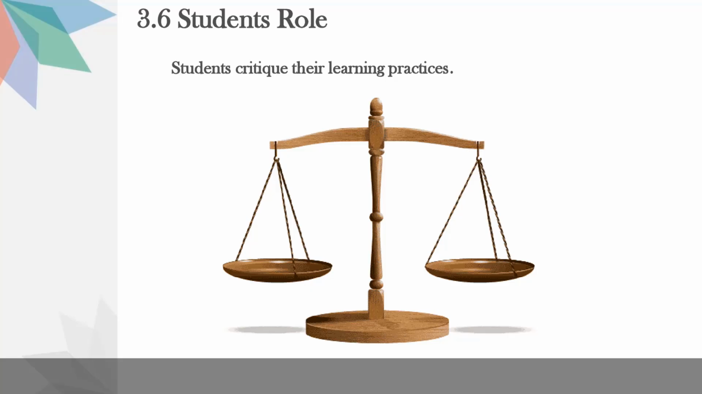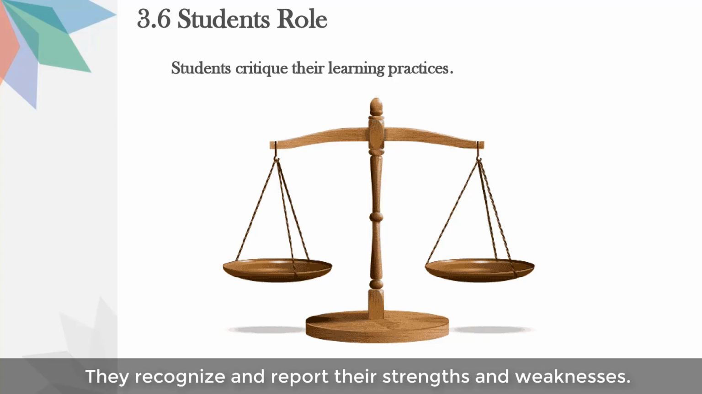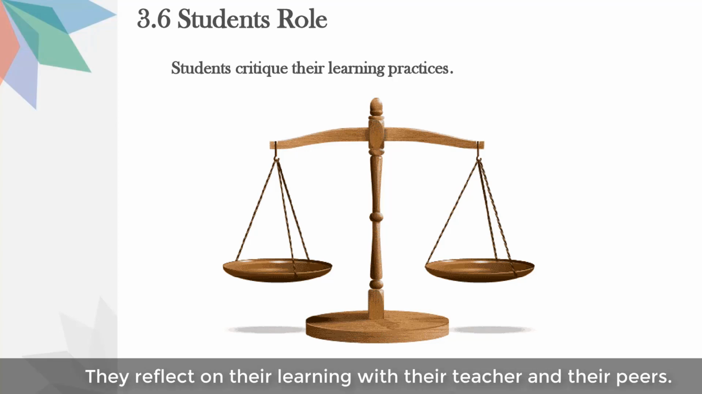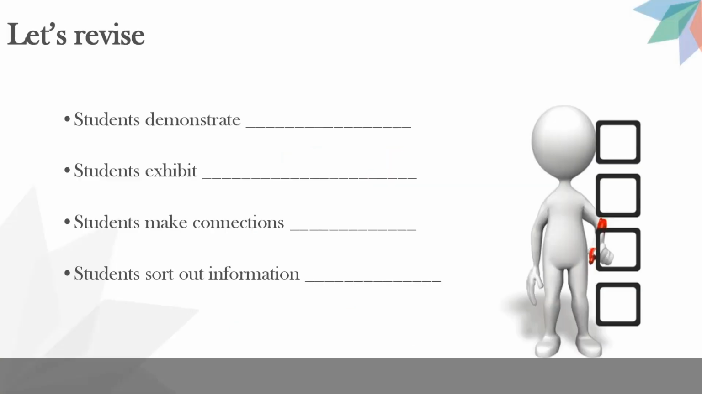Students' role. It also involves students critiquing their learning practices. They use indicators to assess their own work. They recognize and report their strengths and weaknesses. They reflect on the learning with their teachers and their peers. So let's revise. What is students' learning based on? Students demonstrate what? What do students exhibit? What connections do students make? And what information do the students sort out?